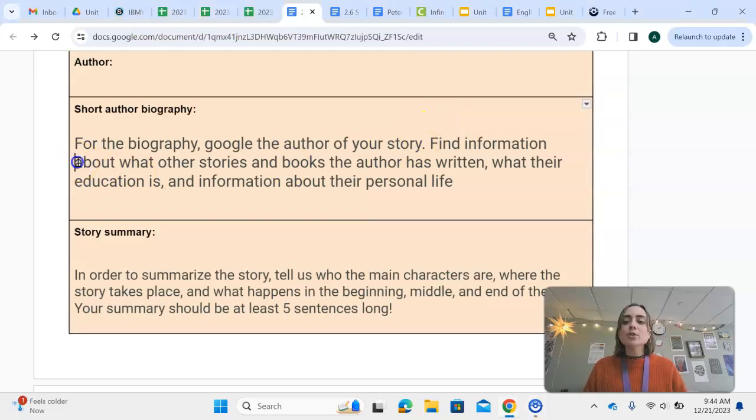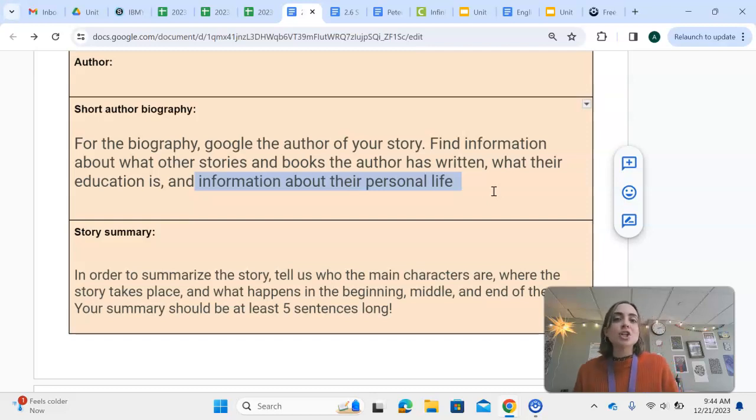Some things that you could include are what other stories and books has this author written and published? What was their education? Where did they go to college, or how did they learn or get trained how to be a writer? And then find some information about their personal life, like where do they live? Are they alive still? Are they dead? Are they married? Do they have children? This is the kind of information we want to include in the biography of the author.